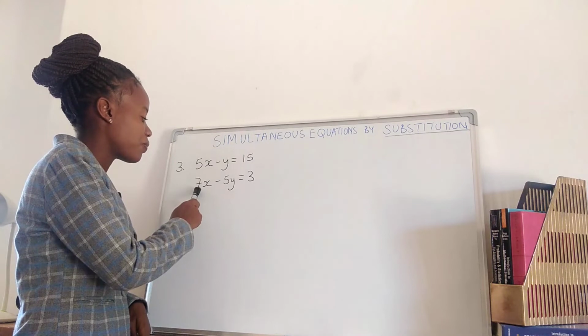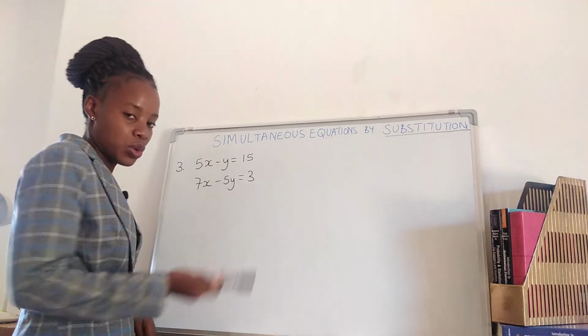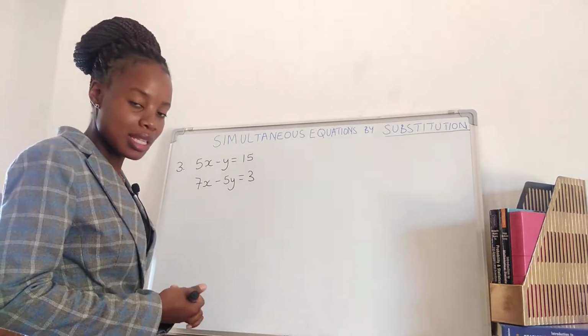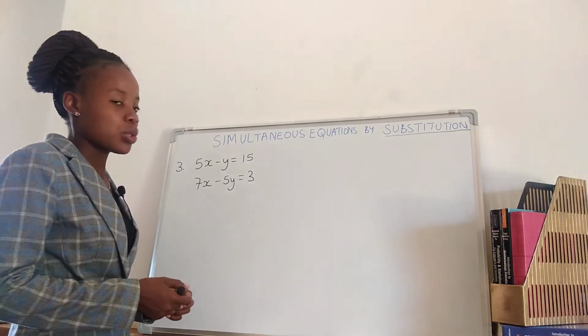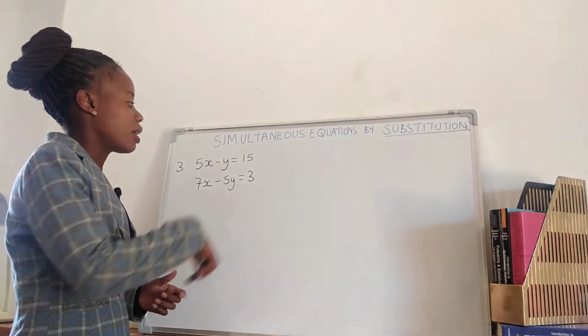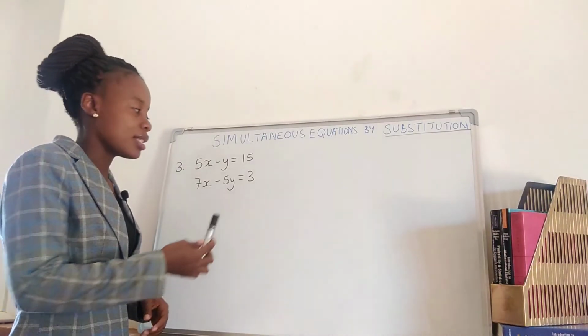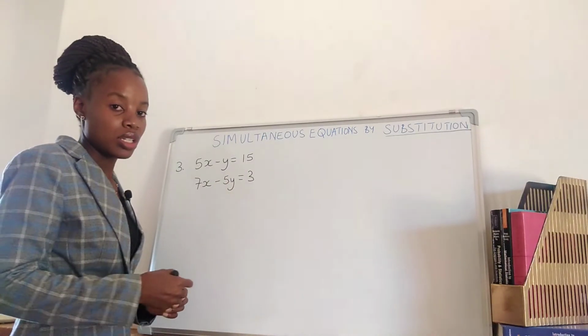In equation 2, we have 7x minus 5y equals 3. We are using the substitution method. So we are going to make y the subject in equation 1. It's easier to make y the subject in equation 1.